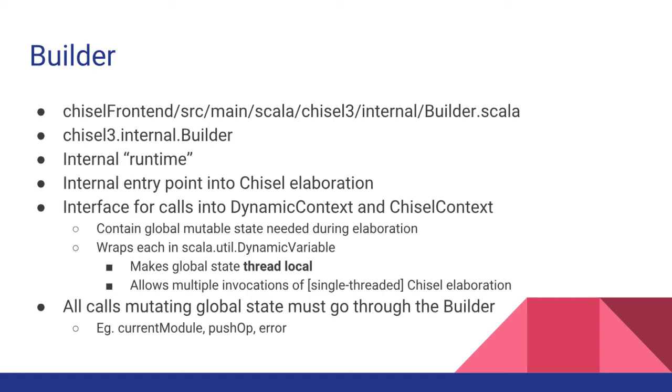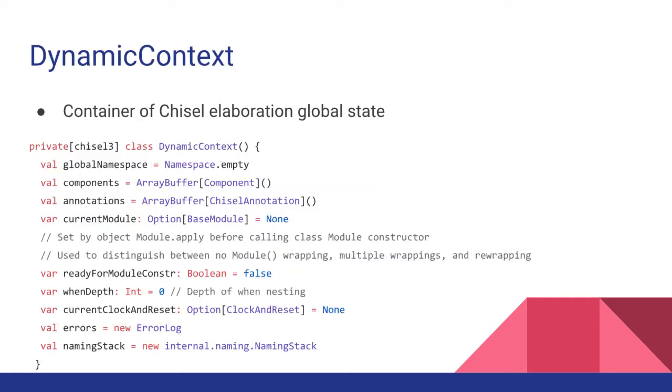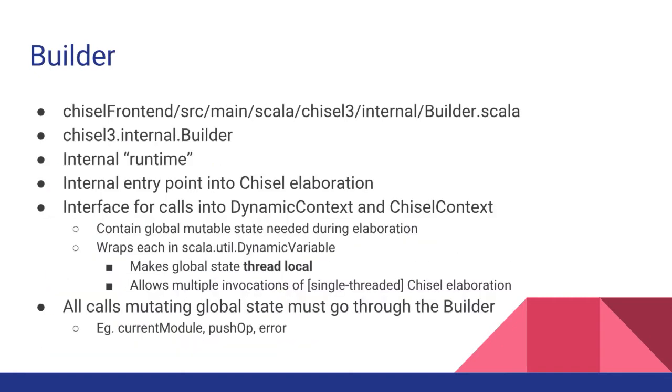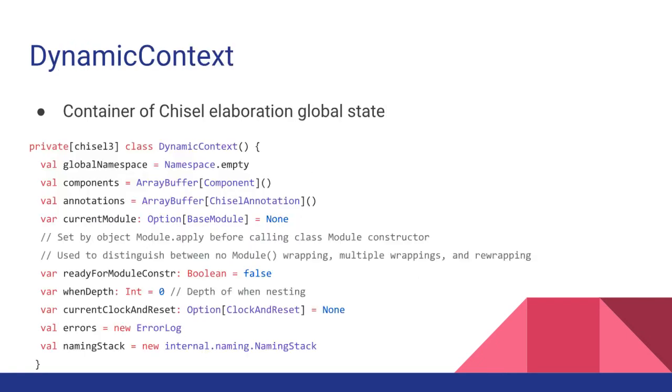So anything that requires that global state. What's in the dynamic context? I mentioned on the previous slide the dynamic context and the Chisel context. Let's talk about those. So what is the dynamic context? This is all the Chisel elaboration global state. It's where the namespace is. How do we name modules? We have to make sure they don't collide with each other. Where do we store those modules as they get elaborated? Those are called the components. Where do we store annotations for whenever you're trying to annotate something with additional metadata? We have annotations. What is the current module?